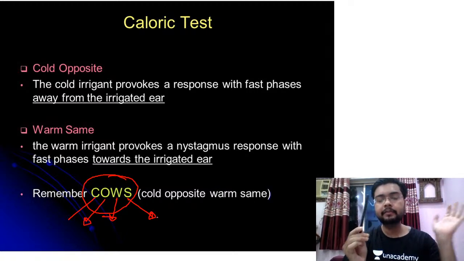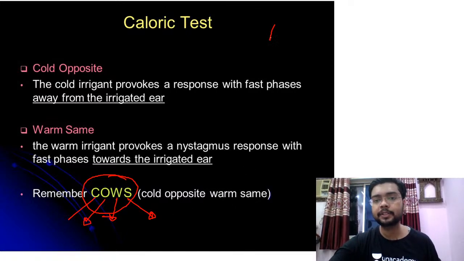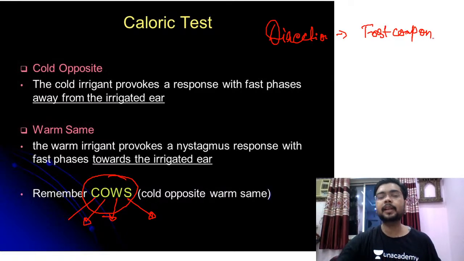So left will be the direction of nystagmus. We decide that the direction of nystagmus is the direction of the fast component of nystagmus. So nystagmus has a fast component and a slow component. This is the fast component, and when it returns to its normal position, that is the slow component.